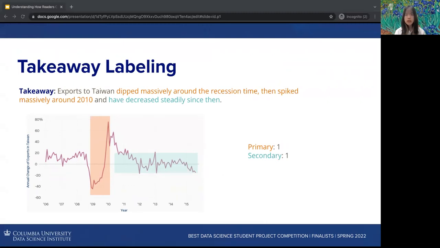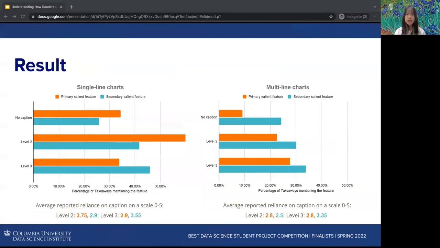For example, this is a takeaway that we have collected from one of our participants. As we can see, the orange part in the takeaway roughly corresponds to the primary salient feature, and the green one roughly corresponds to the secondary feature. With those data, I will move on to the results of our experiment.